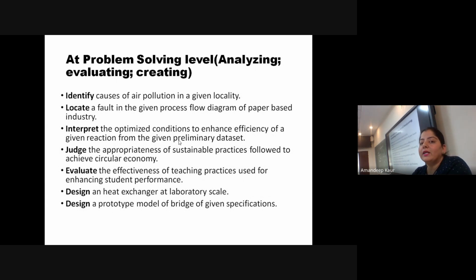Locate a fault in the given process flow diagram of a paper based industry. So remembering में होता तो हम क्या कहते? Design a labeled diagram for paper based industry. Applying problem solving ने हमने क्या कर दिया? The diagram is given. Now the student must be able to identify a fault in a given process diagram.